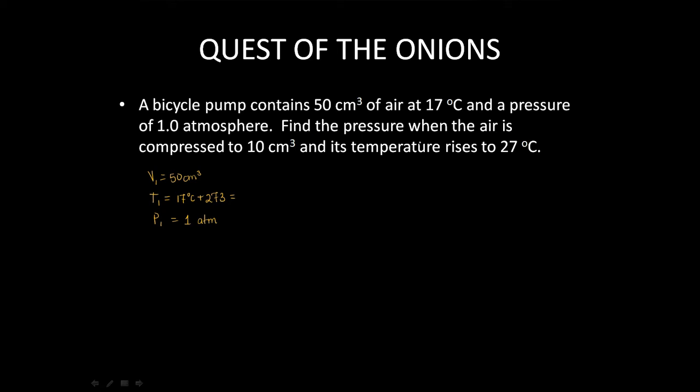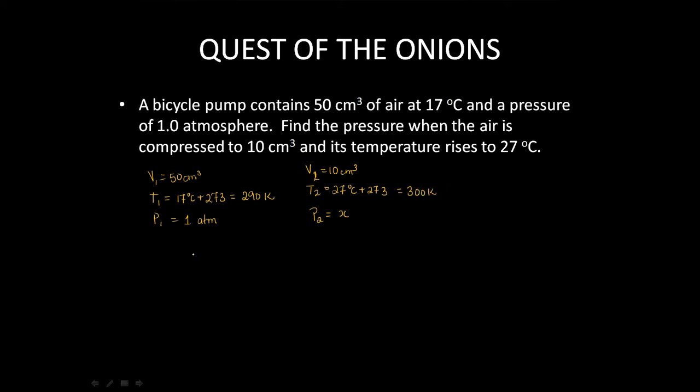And it says find the pressure when the air is compressed to, so we're looking for P2. And we have the volume V2 compressed to 10 centimeters cubed with a temperature T2 of 27 degrees Celsius, say at 273. And so we're going to work that out. We get 17 plus 273, that's 290 kelvins. And then here, 27 plus 273 will be 300 kelvins.